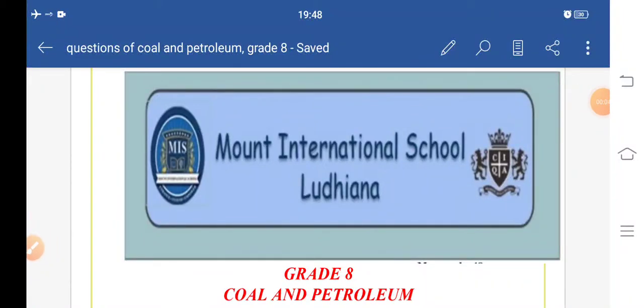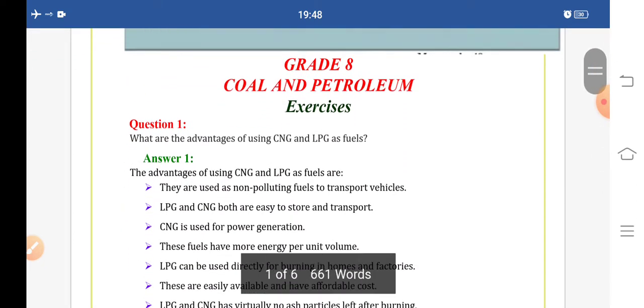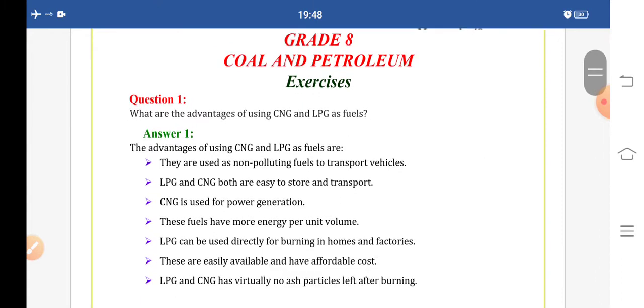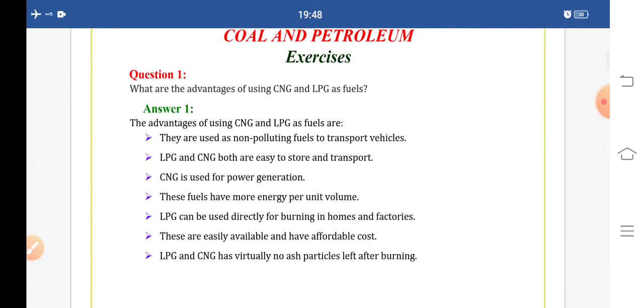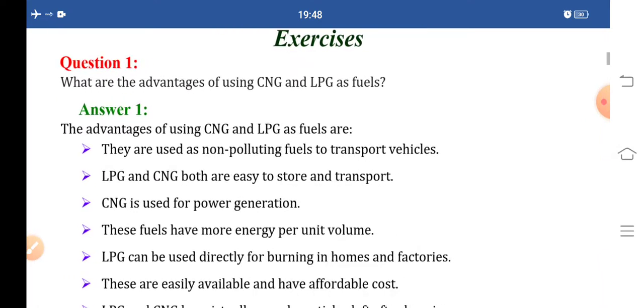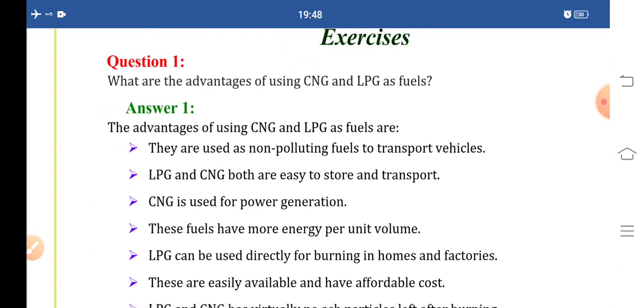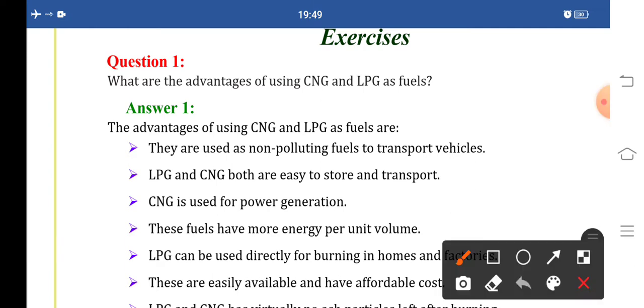Students, today we are going to discuss the in-text and text questions of the chapter Coal and Petroleum. So students, the first question is, what are the advantages of CNG and LPG as fuels? CNG is compressed natural gas and LPG is liquid petroleum gas. So in this question you need to tell the advantages of these two.